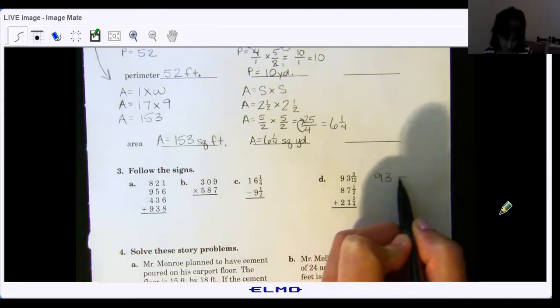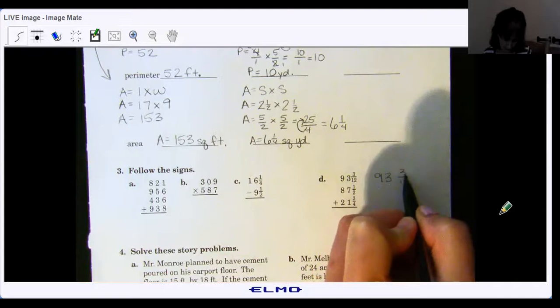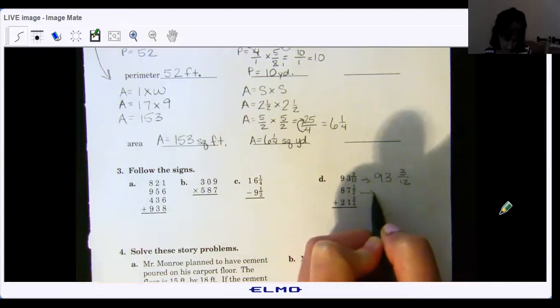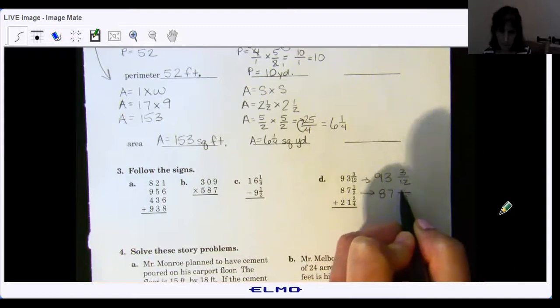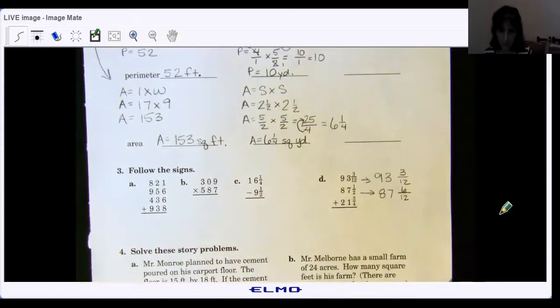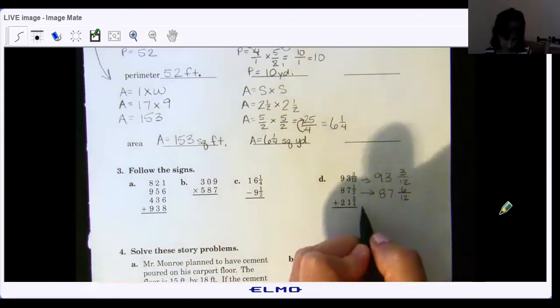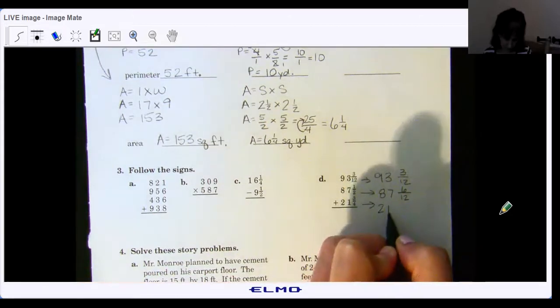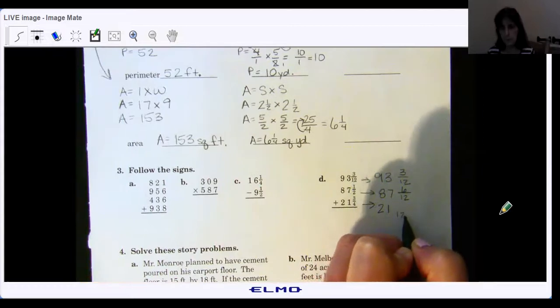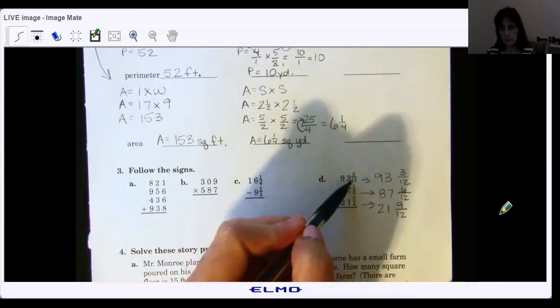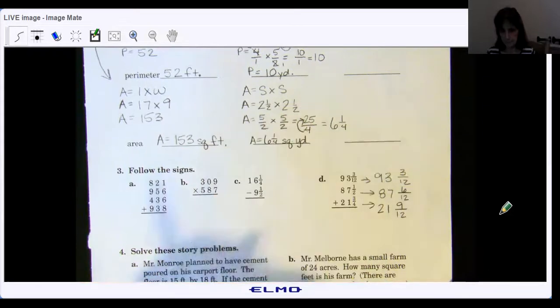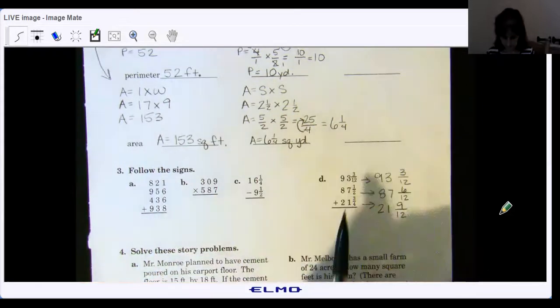So 93 3/12 plus 87 and we haven't worked that out yet. Okay, 87 6/12 and 21 9/12. So you basically have to go and multiply, make the denominator 12. So you have to multiply this by 6 and 6, and this by 3 and 3.